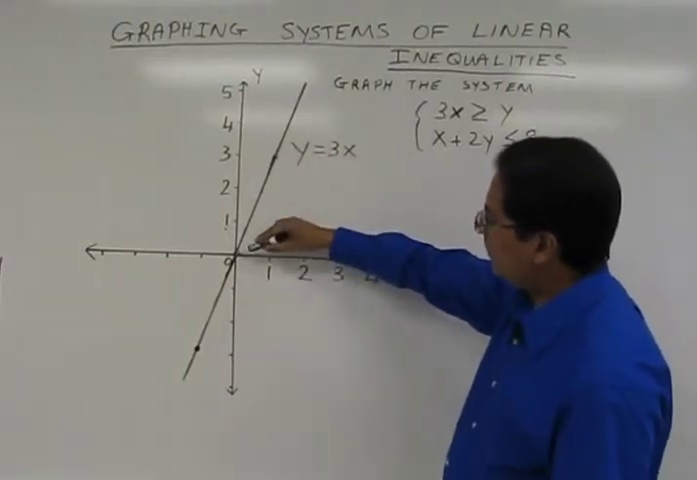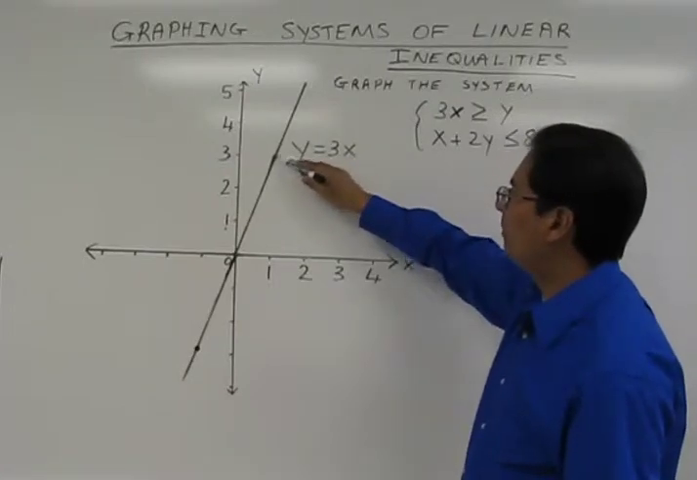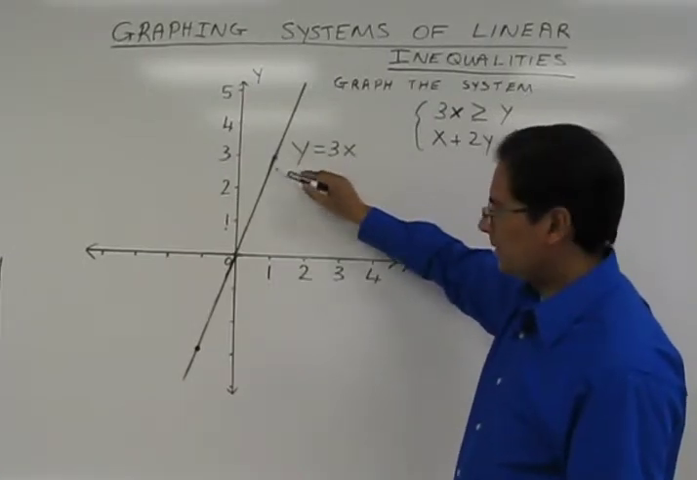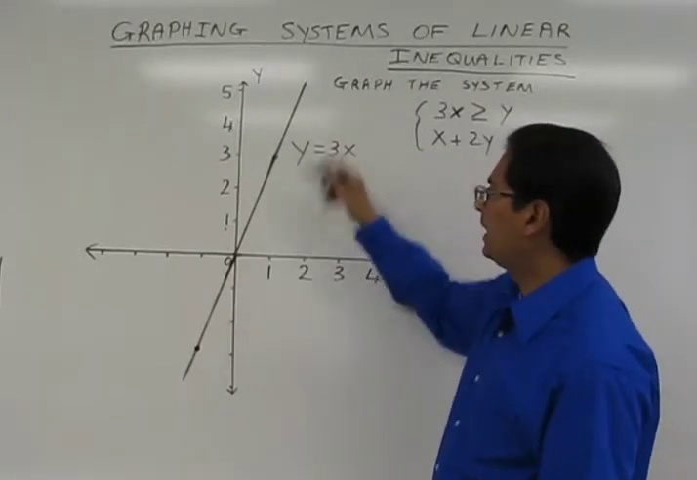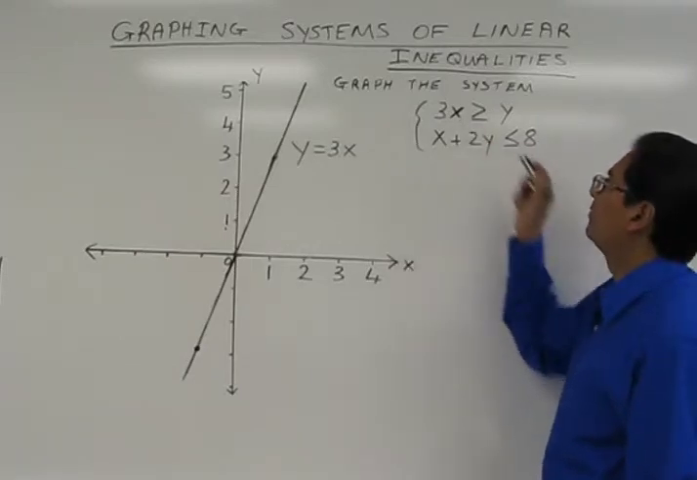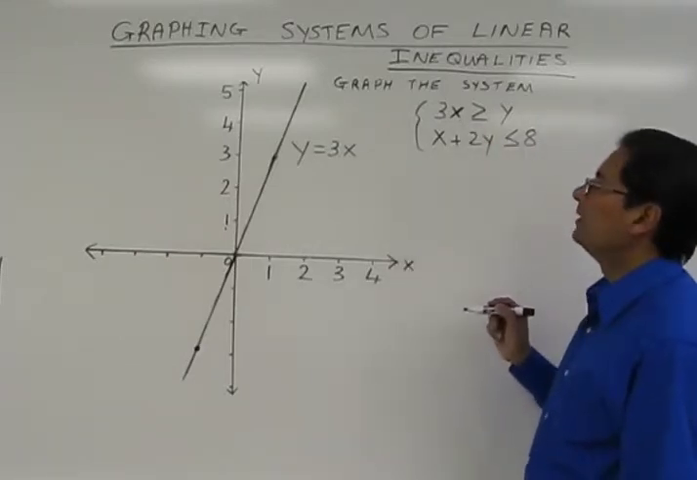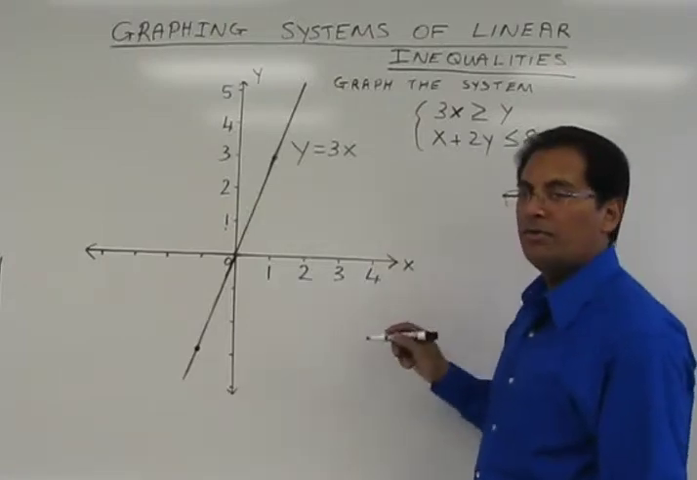Notice we have the point 0, 0. And if you throw in 1 for x, you get 3 for y. So the point 1, 3. And also the point negative 1, negative 3. Those all are on that line, y equals 3x. However, our inequality is 3x is greater than or equal to y. And so we want to know, well, where does that happen? So we have to test points on either side.